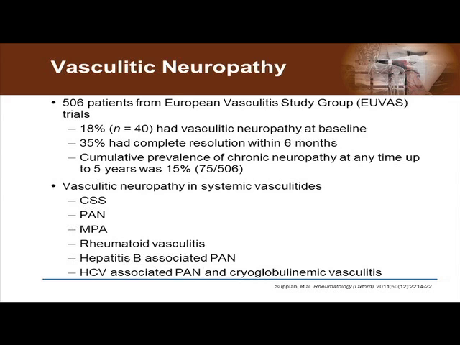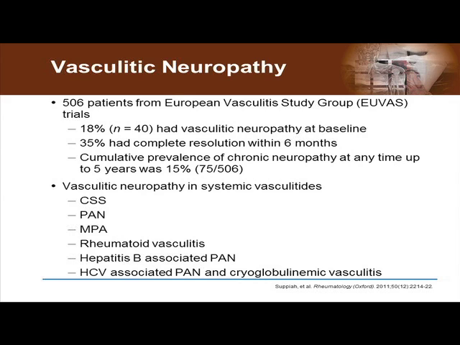Looking at vasculitic neuropathy in the setting of primary systemic vasculitis, this paper looking at 506 patients from the European Vasculitis Study Group noted that 18% of these patients had vasculitic neuropathy at baseline. Of this, only 35% had complete resolution within 6 months, which means that most patients do continue to experience some neurologic deficit or symptoms in that area. And the cumulative prevalence over 5 years was about 15%.